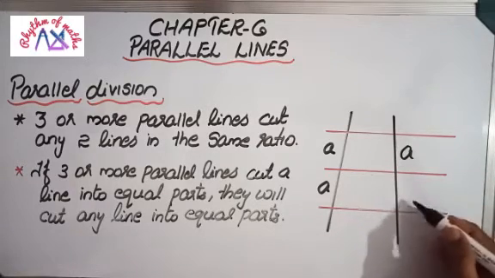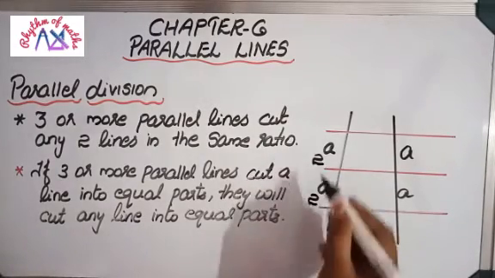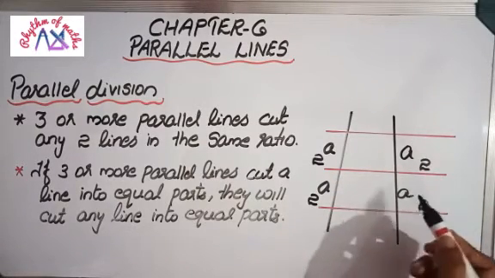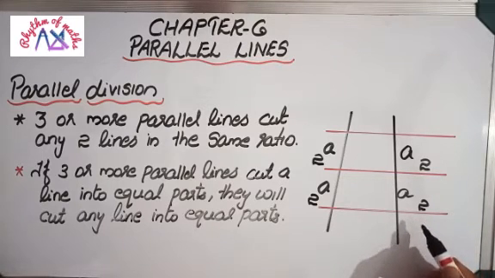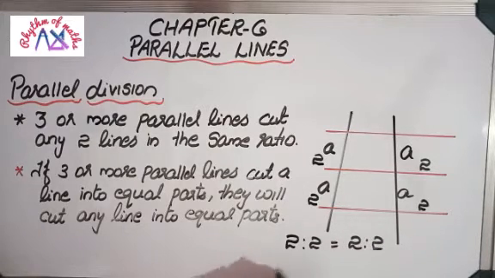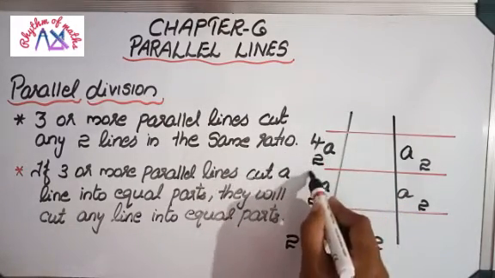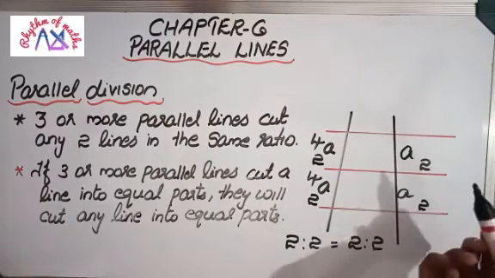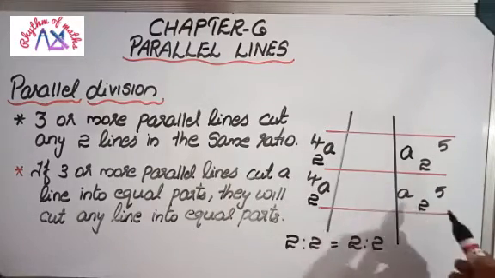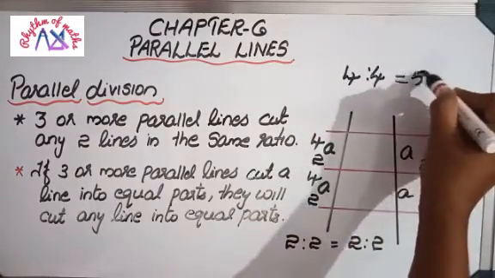That means here the measurement will also be equal. For example, if this is 2 and this is 2, then this will also be 2, 2. Same ratio, into equal parts. So 2 is to 2 will be equal to 2 is to 2. For example, if these two measurements are equal parts as 4 centimeter and 4 centimeter, but here the length may be different. Suppose 5 and 5. What happens? Ratio will be equal, because 4 is to 4 equals 5 is to 5.